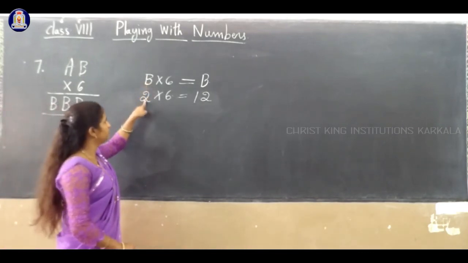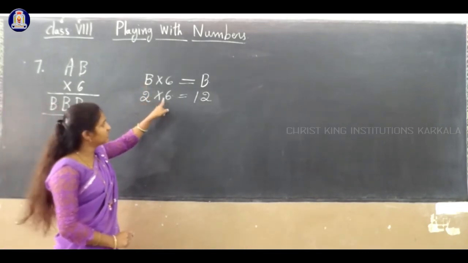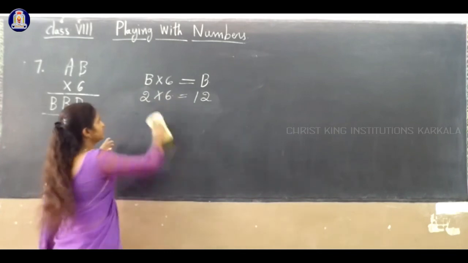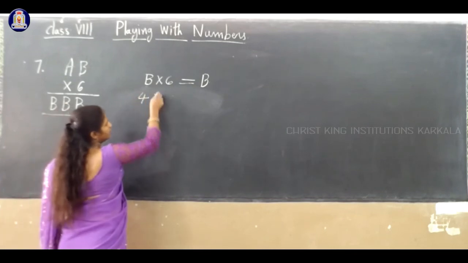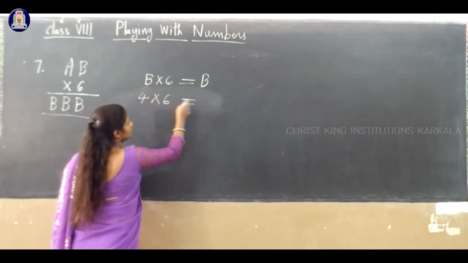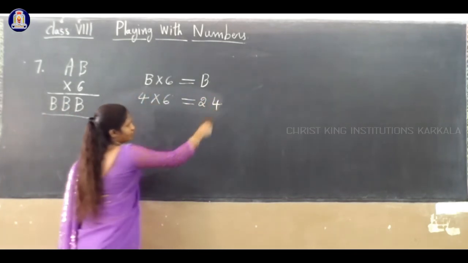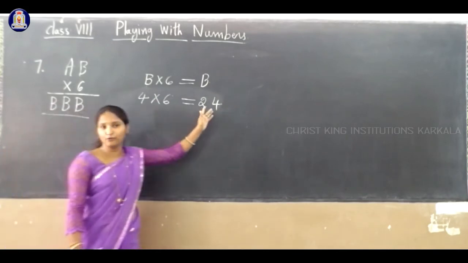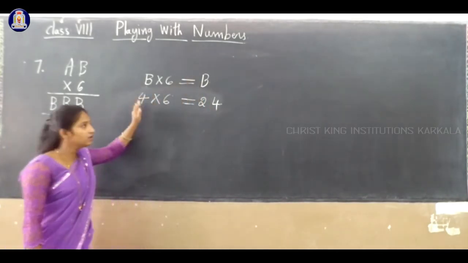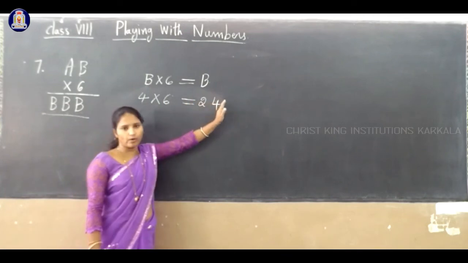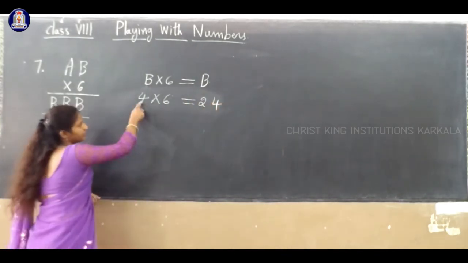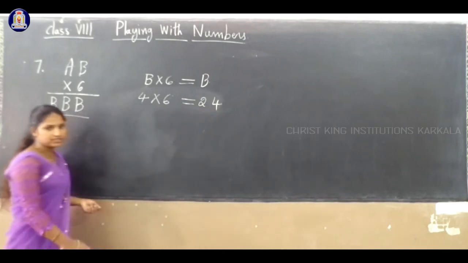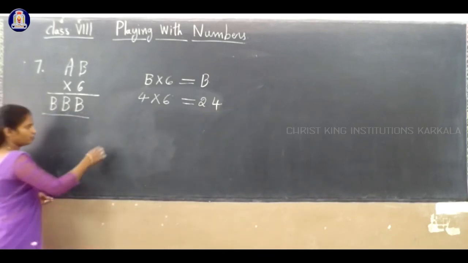Now next the value of B, if you consider B value is 3, 3 6s are 18. That is not possible. Next 4. We'll check 4. 4 into 6, 4 6s are 24. The last value also we got 4, correct? So B value is 4. 6 4s are 24. So B value we considered here 4. Now we check whether this is possible or not.